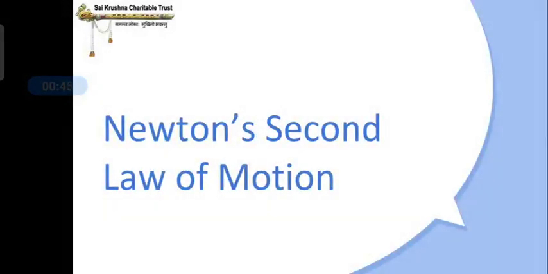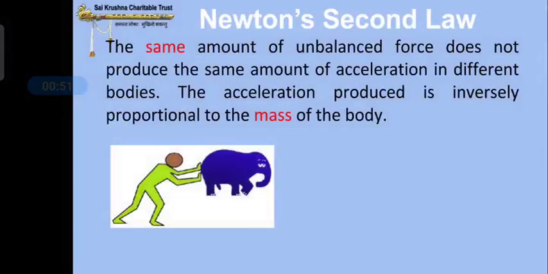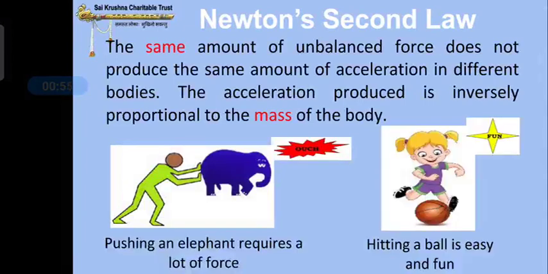So in today's class, let's talk about Newton's second law of motion. What does the second law tell us? Look at the figure here. Pushing an elephant requires a lot of force. When you try to push an elephant, you require more force, whereas hitting a ball is very easy. If you apply, for example, a 5 Newton force to push an elephant, then to hit a ball, it is much less than that.